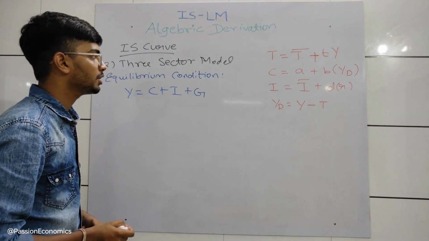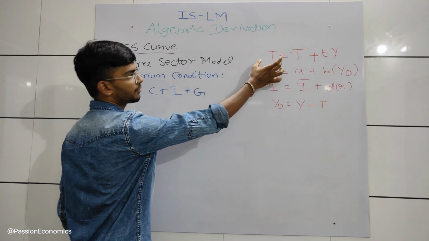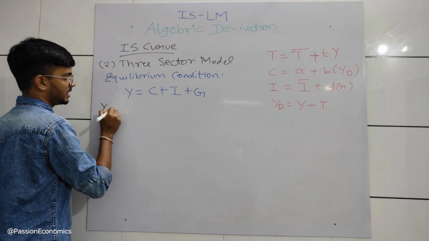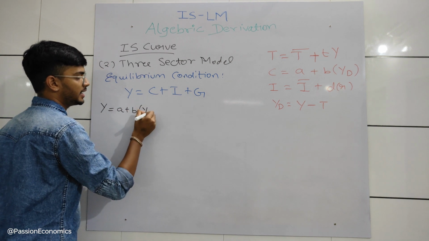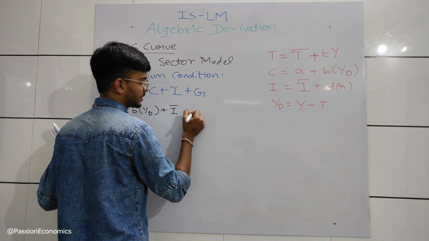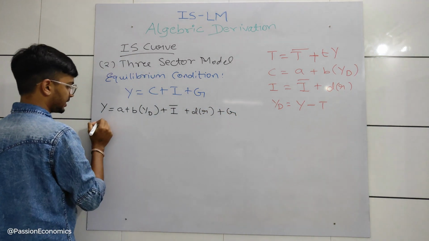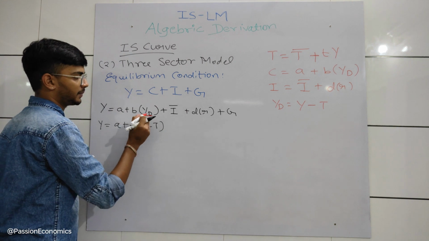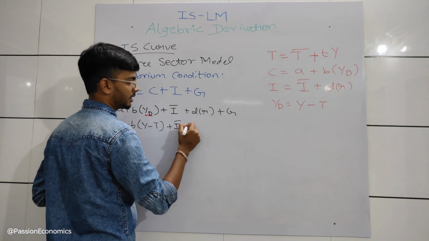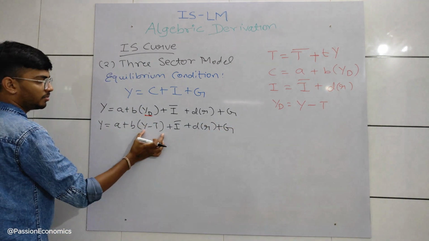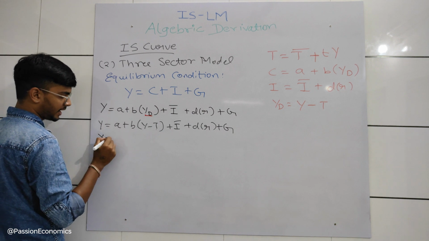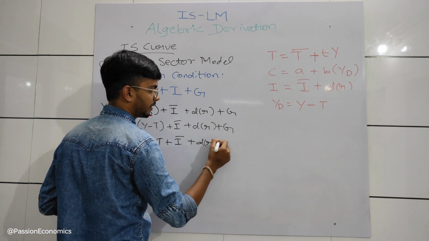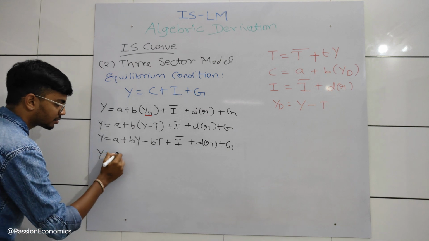So with the help of these three functions, we will derive the IS curve in three-sector model. We will just substitute the values of T, C, I and YD in the given equation. So Y will be equal to A plus B YD plus I bar plus dr plus G. That is, Y equals A plus B(Y minus T), that is the value of YD, plus I bar plus dr plus G. From this we will get A plus BY minus BT plus I bar plus dr plus G.